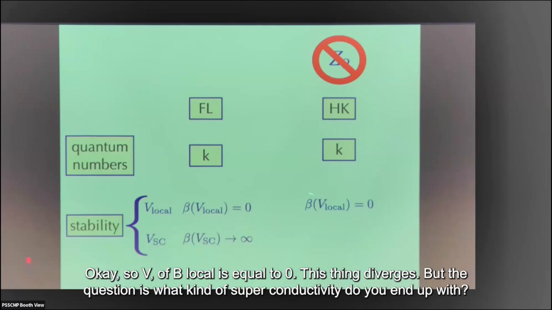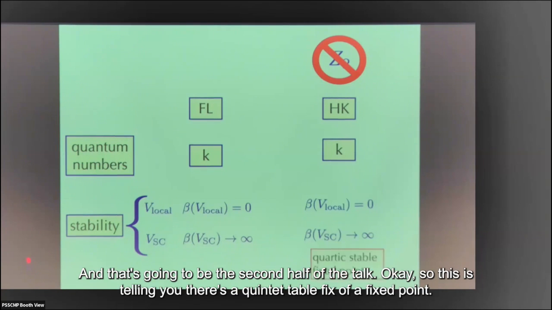Okay, so beta V local is equal to 0. This thing diverges, but the question is, what kind of superconductivity do you end up with? And that's going to be the second half of the talk. Okay, so this is telling you there's a quartic stable fixed point.